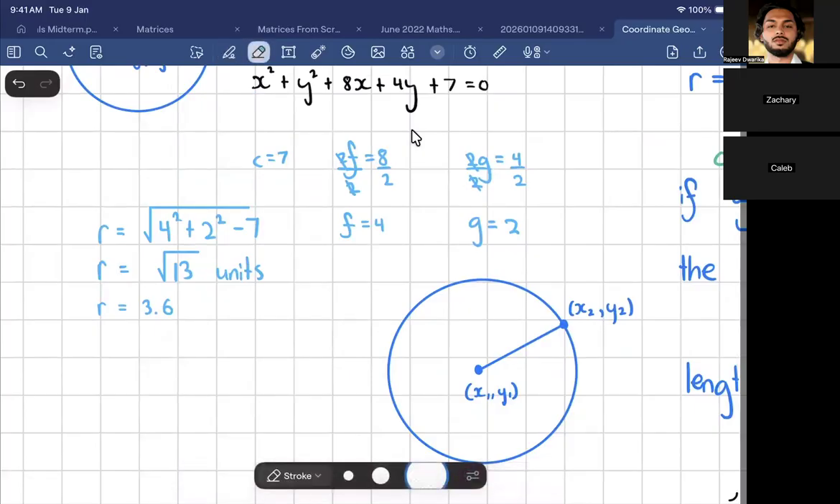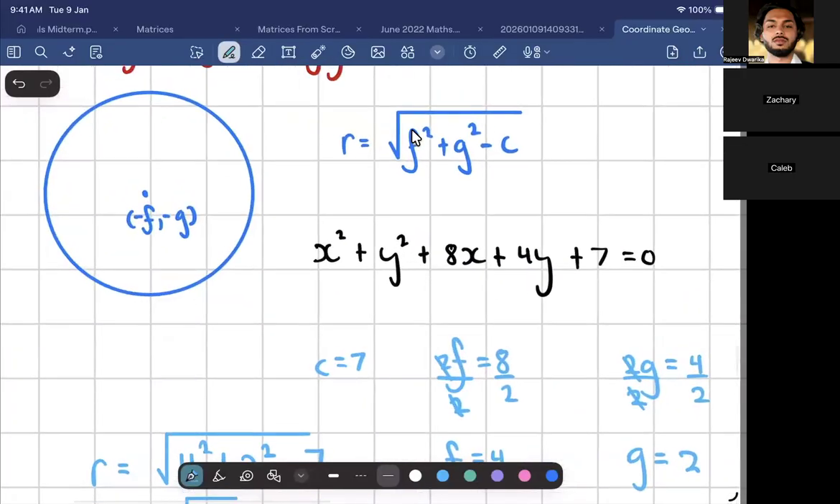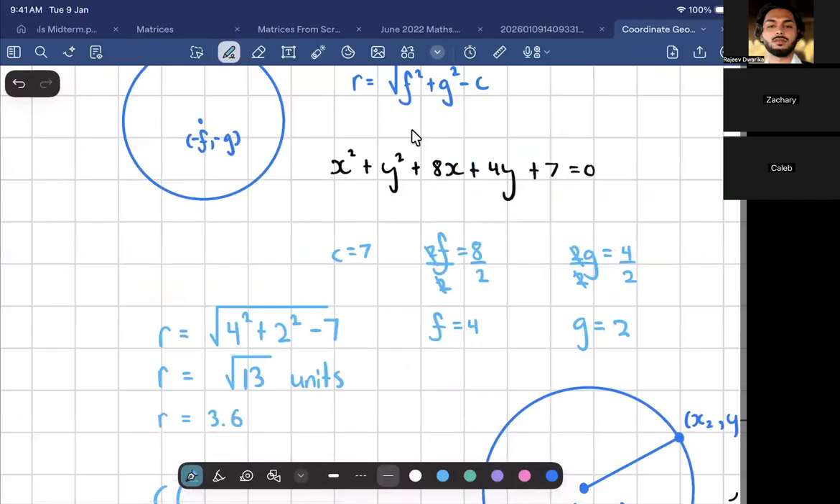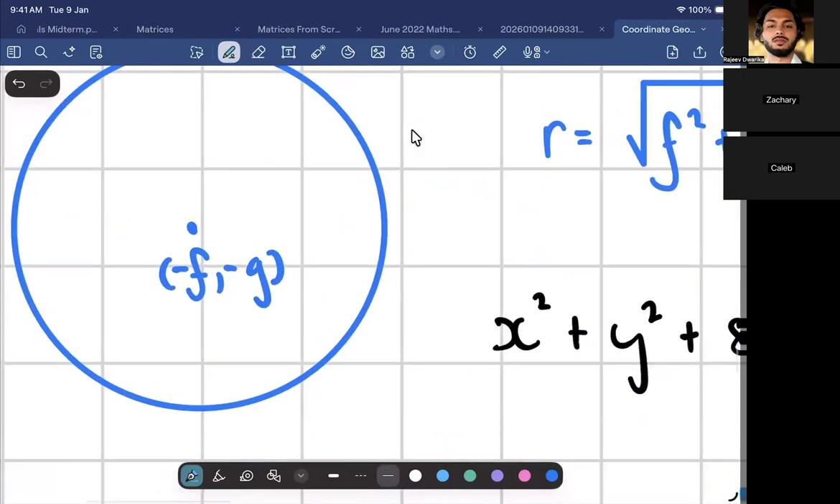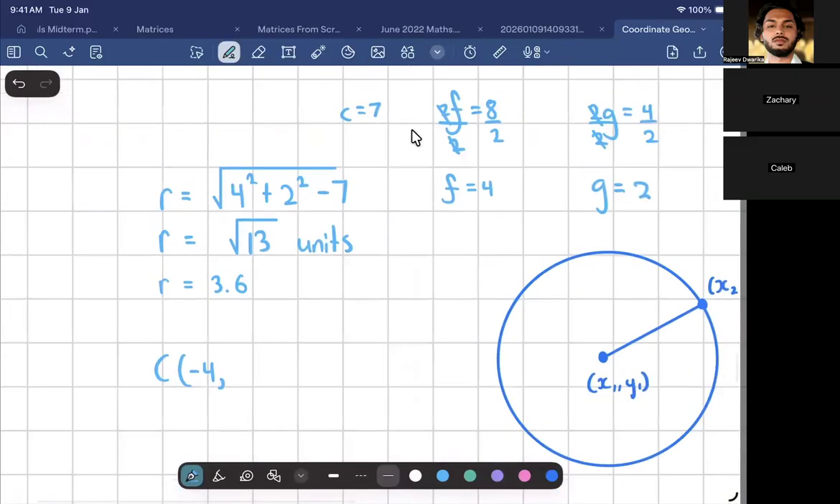Do you think you'd be able to figure out the center of the circle? Now, look at this. The center of a circle is given by minus f, comma, minus g. We already have the radius; I'm talking about the center of the circle. We have f and g, so how am I going to use that to find the center? The center of the circle is given by minus f and minus g. So f is 4, so minus 4, and g is 2, so minus 2.